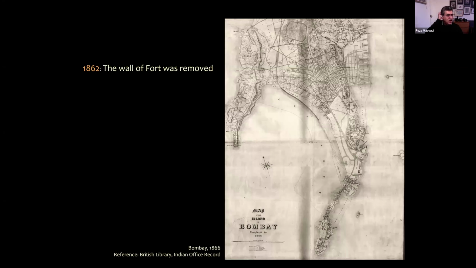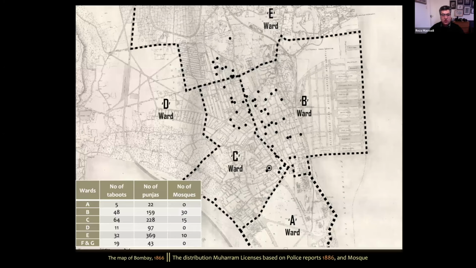One of the key points I have to mention, which is important for the history of the city, is the time when the wall of the fort was removed. The city was getting bigger and bigger, and space was limited, so they decided to remove the wall in 1862. That was the beginning of the 2 parts merging, melting into each other. It opened up the administrative and colonial part of the city into the actual city. Oh, by the way, I have to mention again, let me go back. Interestingly, even for Ward A, which was basically the colonial part of the city, we still have some licenses here.